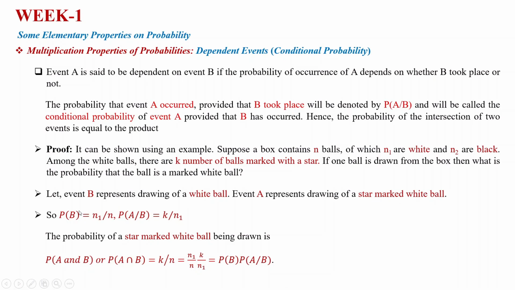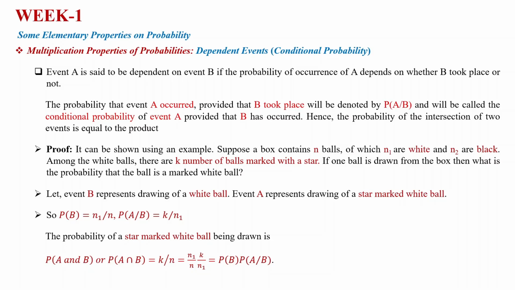So what is the probability of event B? Any one of you? That is n1 upon n. Why? Because there are n1 white balls and the total number of balls is n. So the probability of drawing a white ball is n1 upon n, and the probability of drawing a star marked ball given that the ball is white is P(A|B), equal to k by n1. That is, k star marked balls are there and n1 white balls are there. So that is k upon n1.